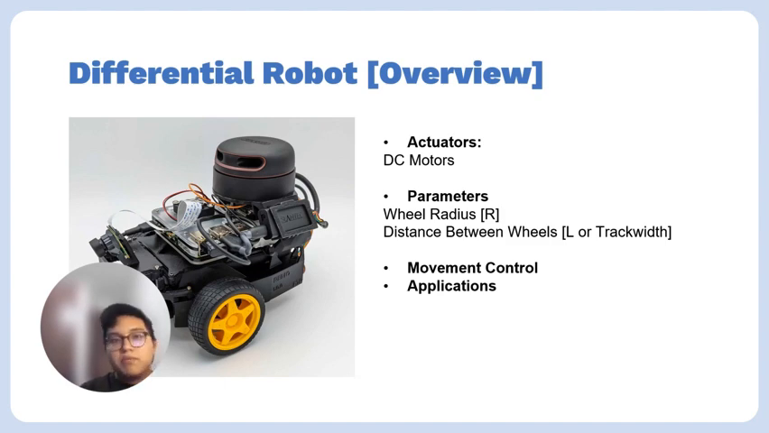Then we have the movement control. The differential drive mechanism allows the robot to move forward and backward by rotating both wheels at the same speed in the same or opposite directions, respectively. To turn, the wheels are rotated at different speeds or in opposite directions. This differential rotation creates a turning effect, with the robot rotating about a point along the axis between the wheels.